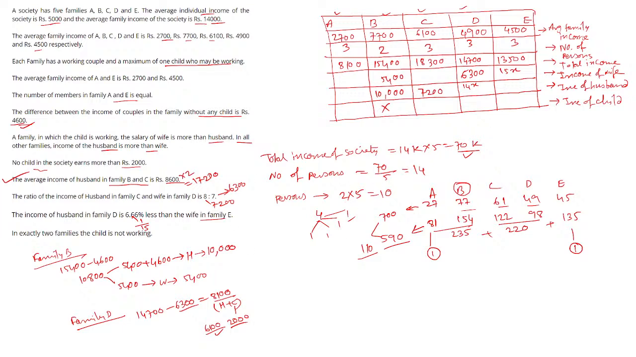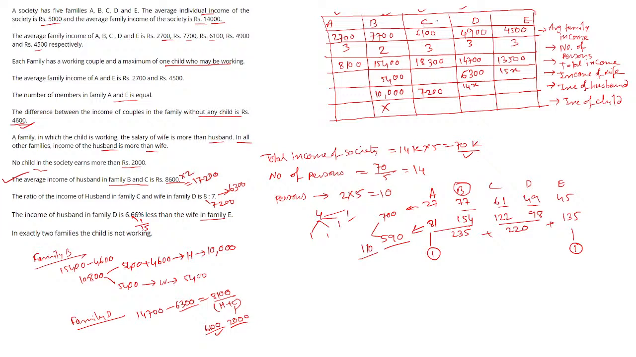Another way you can understand it: here you can see that this is 14,700, so the difference is 8,100. What I am saying, now if 8,100 is here, then husband income is more, where child is not working or child is not present at all, right? Okay.